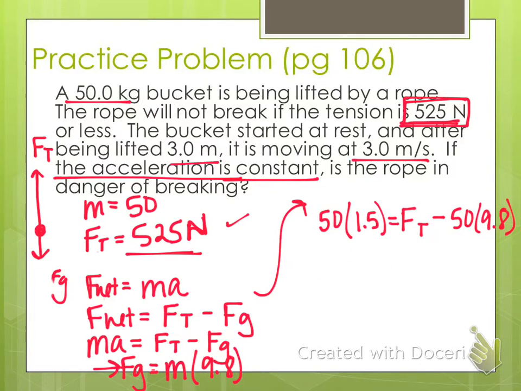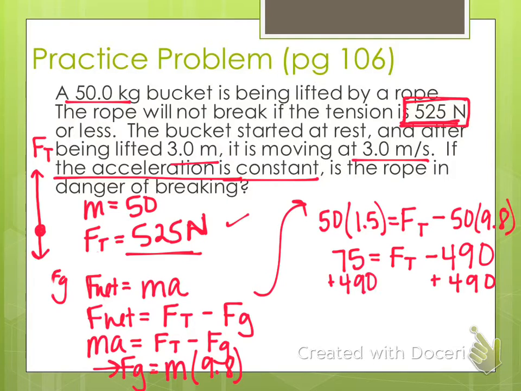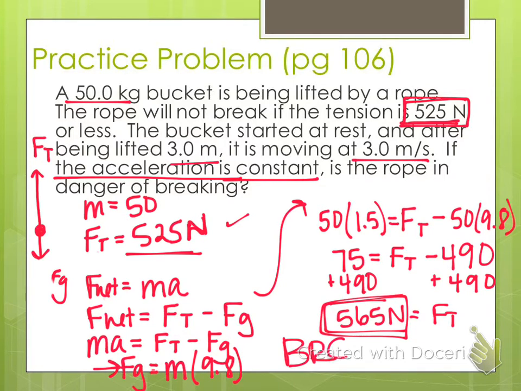50 times 1.5 is 75. Ft minus, what is this, about 490? Okay, 490. So now to solve for the tension force, we're going to add that to the other side. Equals 565 newtons. So if this object accelerates at this rate, this is how much tension is going to be exerted on that rope. Is it going to last or is it going to break? It's going to break.